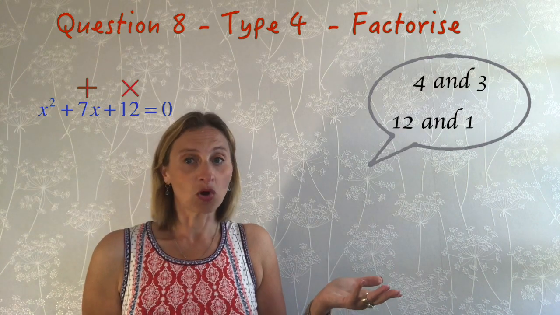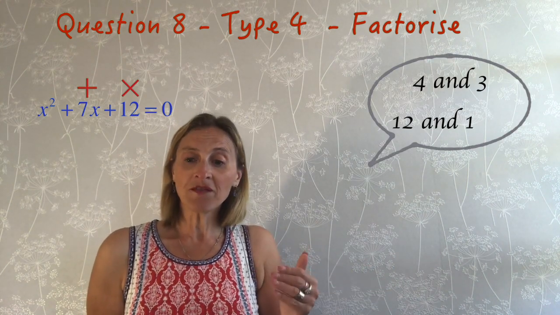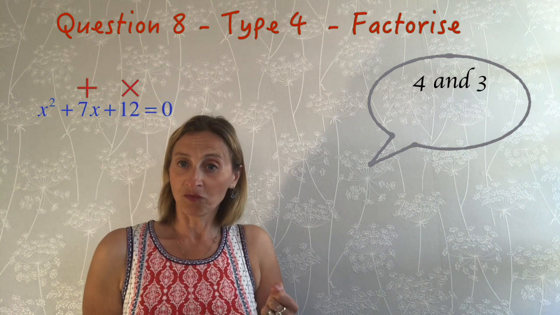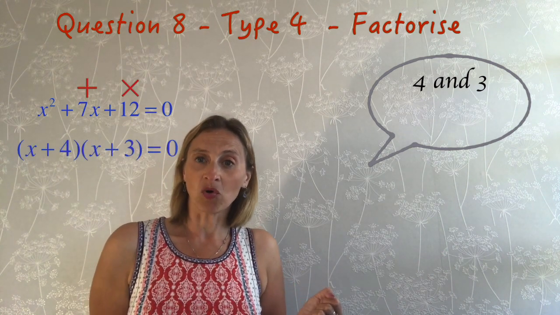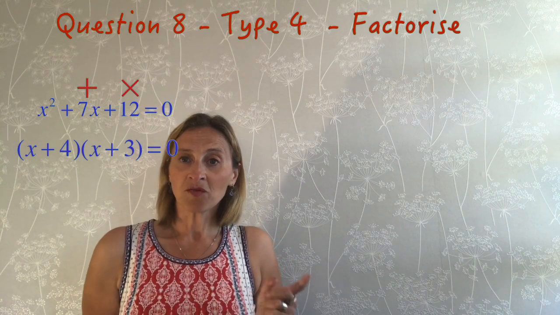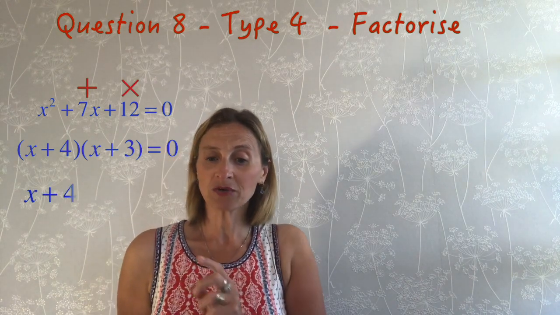4 and 3, 12 and 1. Good. Now which one of these can add to give 7? 4 and 3. Perfect. So we can write down (x + 4)(x + 3) = 0, because 4 plus 3 is 7, and 4 times 3 is 12.